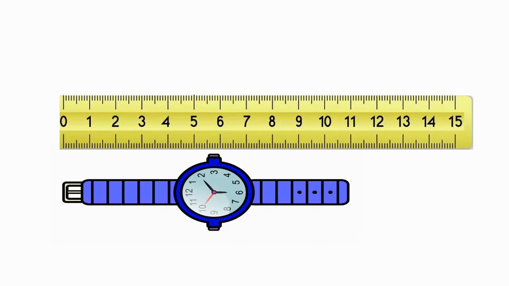Now let us measure the length of the watch using a scale again. 0, 1, 2, 3, 4, 5, 6, 7, 8, 9, 10, 11. The length of the watch is equal to 11 centimeter.